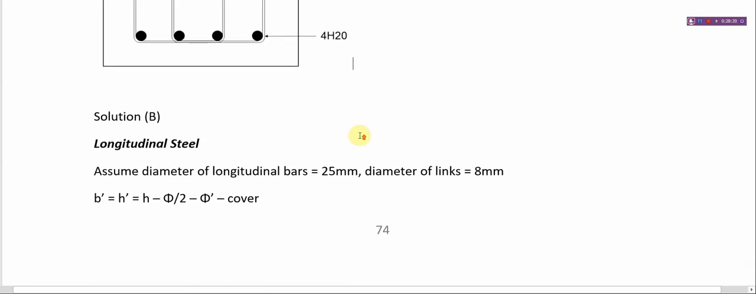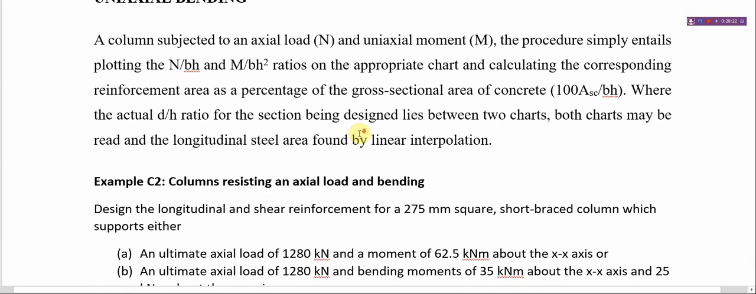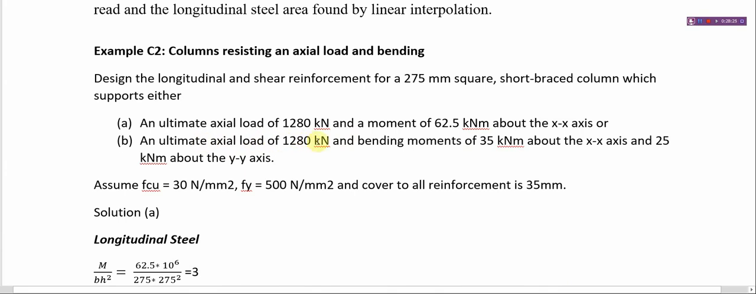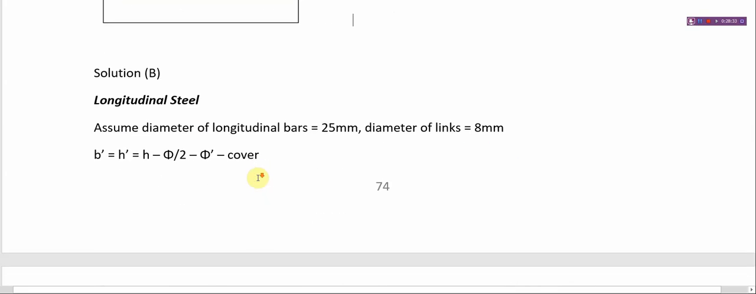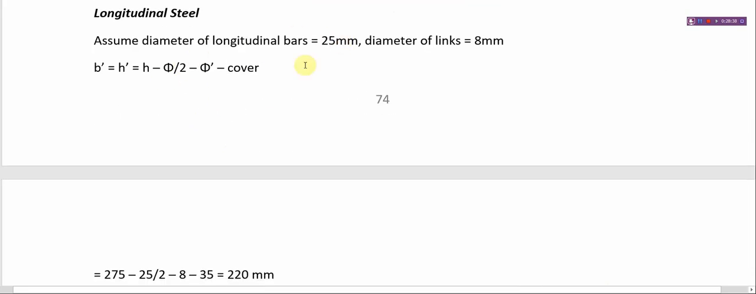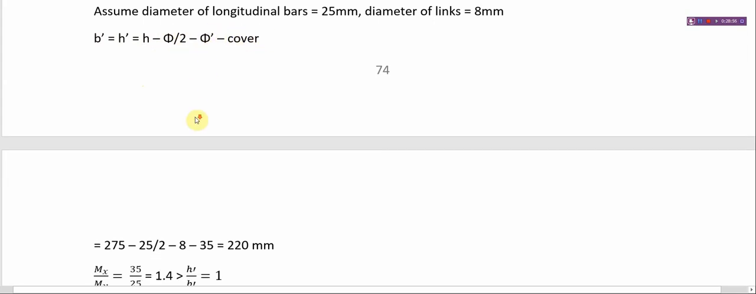Now let us look at the condition B. That condition B, we said the ultimate load is 1280 and the bending moment is 35 along the x-axis, 25 along the y-axis. How do we treat such a condition? We come here also, we already know what our b prime is. We can calculate our b prime and our h prime. Now, since we have this condition, 25 mm bar, 8 mm link, now we can calculate our b prime from our h. That is when we remove half of the diameter of the bar and the link and the cover, just like we did the other time.